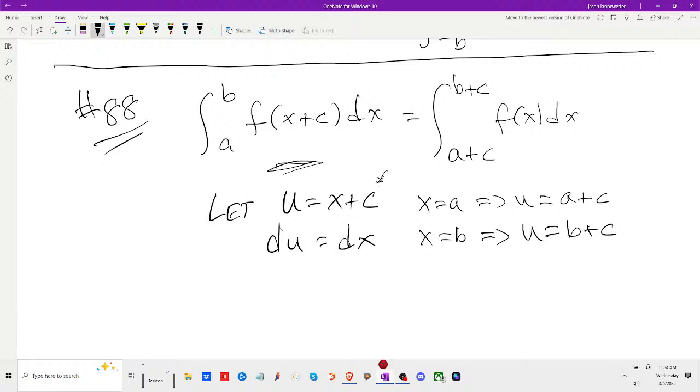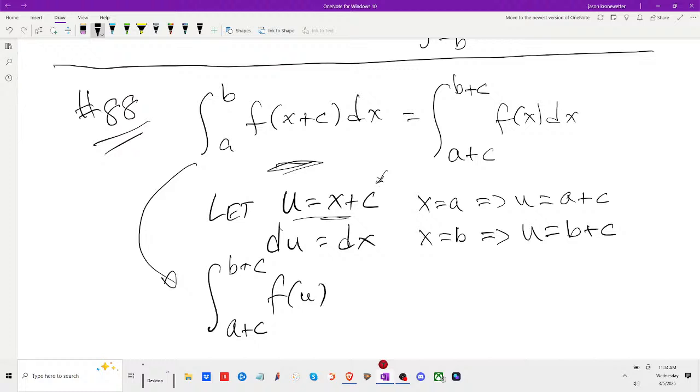So the integral in u form, when I convert it, starts off with a plus c as the lower bound, and then it goes to b plus c. Then we have f of u, because we've decided that u is equal to x plus c. We're going to put u right here. And then dx is equal to du, so I'll just put a du here. Well, guess what? That's exactly what we were hoping to get right here in the problem. So this one just fell right out of the tree. It was low-hanging fruit.